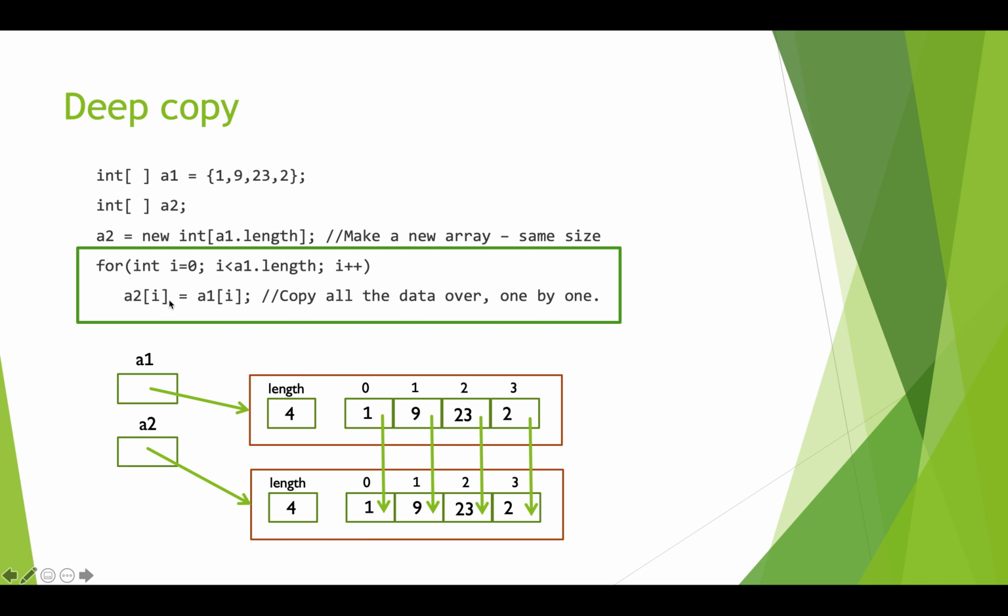Inside this loop, we're going from 0 up to 4, and we are going into the index in the original one, so A1 of index 0, getting the value and copying it into A2 of index 0. So we get the 1, and then the next time through the loop, we'd copy the 9, the next time through the 23, etc. So that's a deep copy, and this way we now have 2 separate arrays. We can do something with this one, multiply all these values by something, or sort them, or search through them, and our original values can be untouched in the array A1.